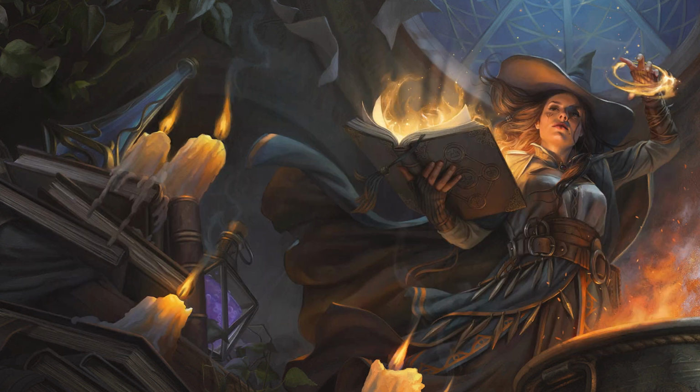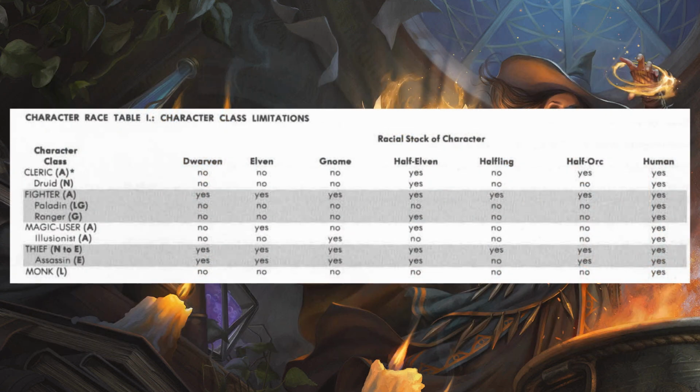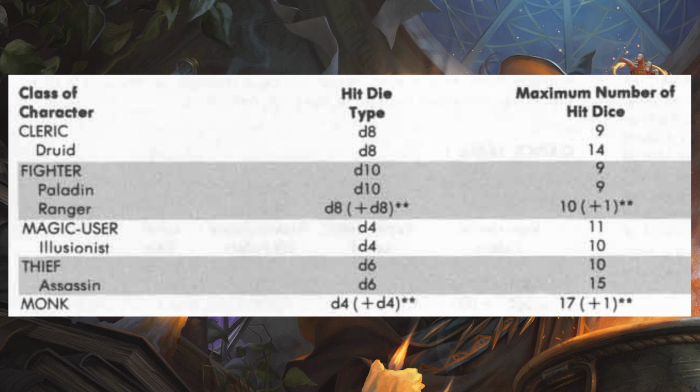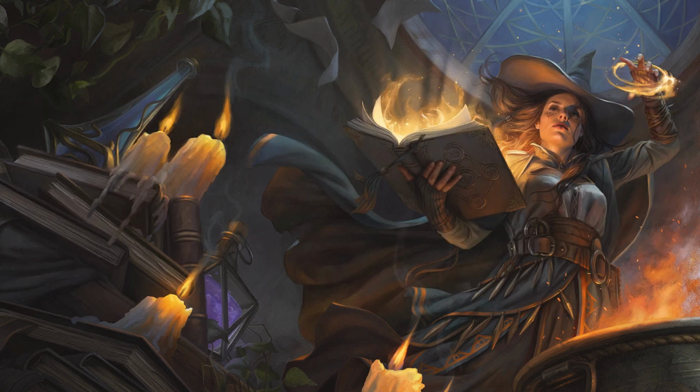Magic Users can now be elves, gnomes, half-elves, or humans, representing a significant increase in the accessibility of the class, though certain races would be limited in their ability to reach higher levels. Magic Users were still quite fragile in AD&D, still using a D4 for their hit dice, not being allowed to use any armor or shields, and being limited to only darts, staves, and daggers as combat weapons.